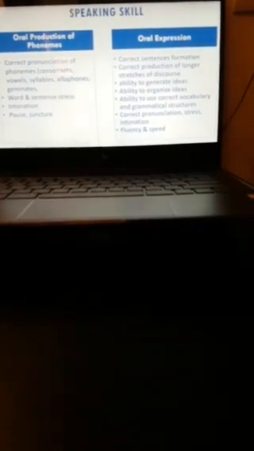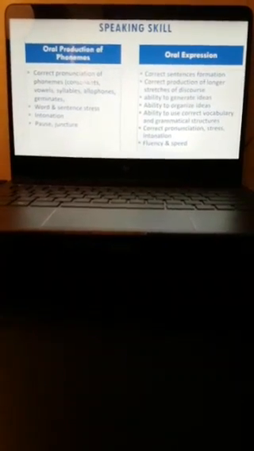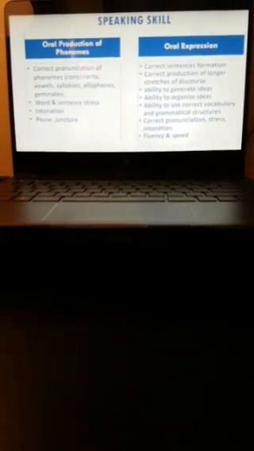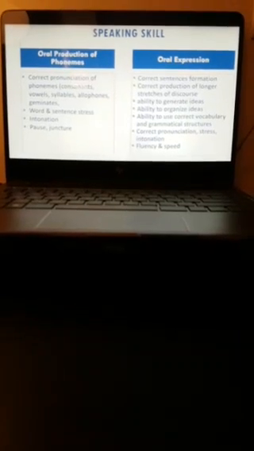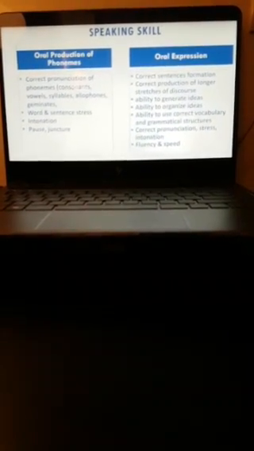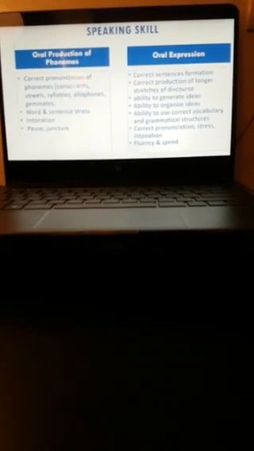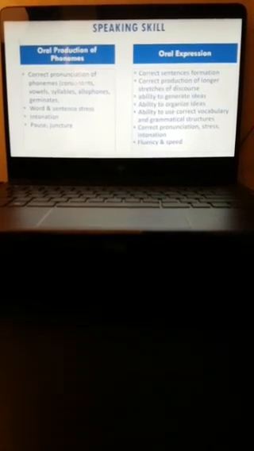It also includes the ability to generate ideas. If we want to talk about pollution, the speaker should be able to generate ideas, give ideas, like defining pollution, types of pollution, causes of pollution, the solution or solutions for the different kinds of pollution, how we can reduce pollution. Okay, so the ability to organize ideas.